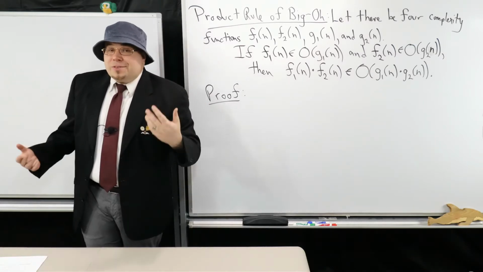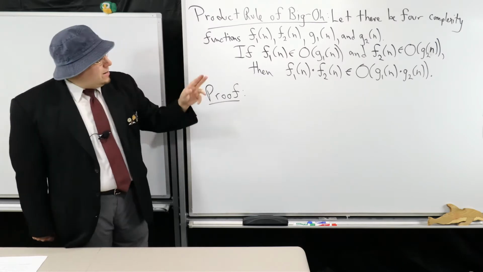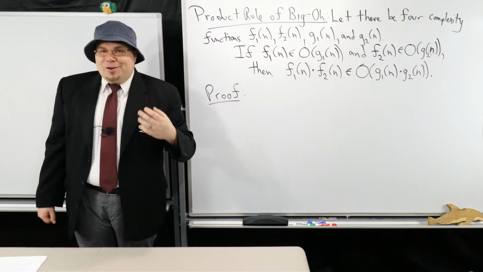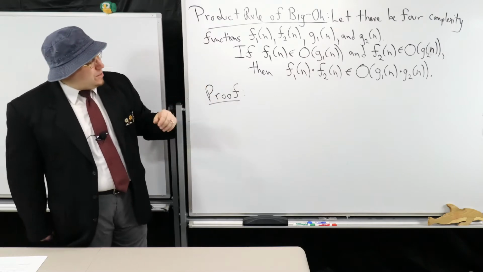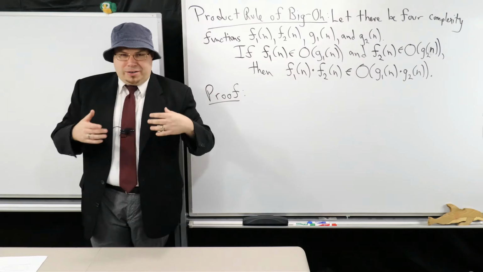So the statement of the theorem is: if F1 is big O of G1, and F2 is big O of G2, then it must be that the product of F1 and F2 is big O of the product of G1 and G2.